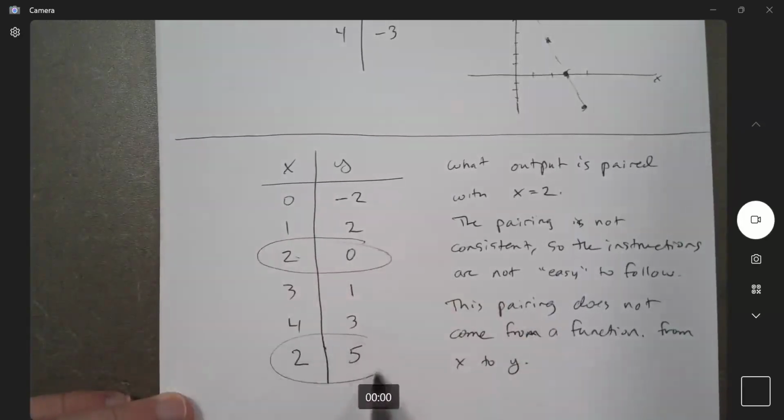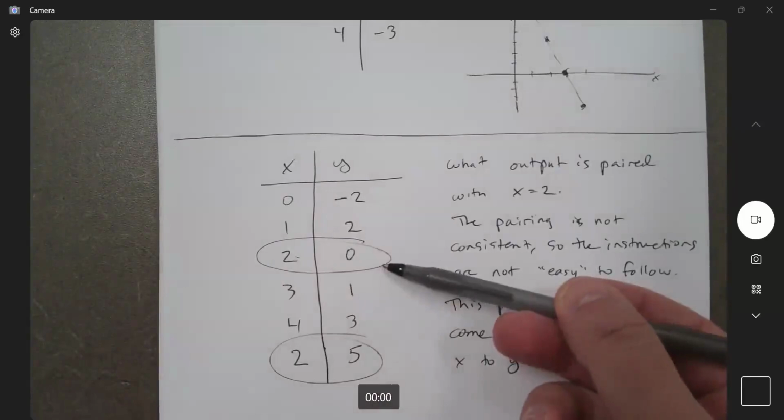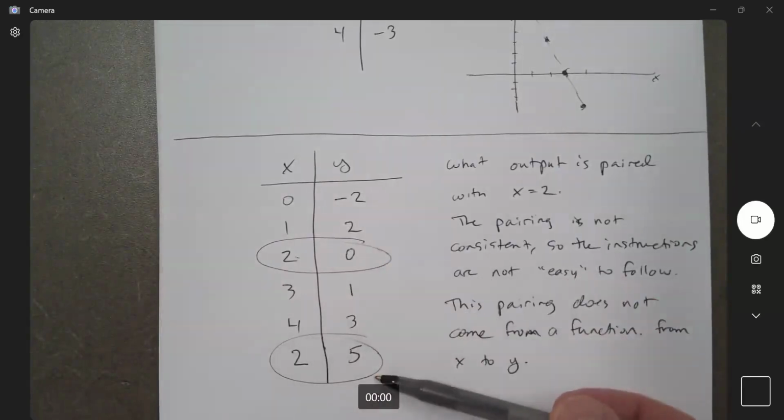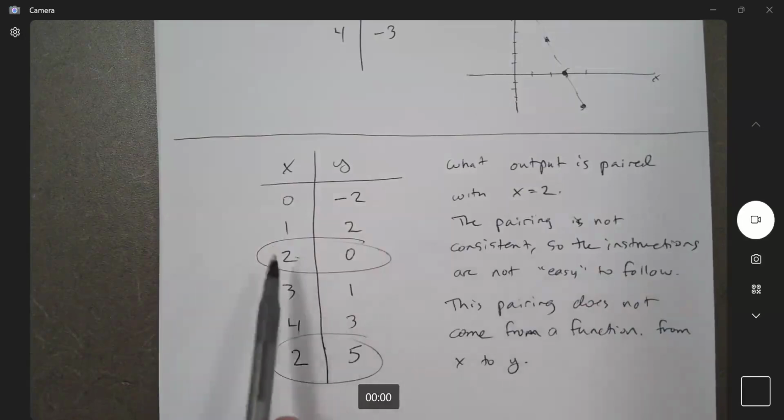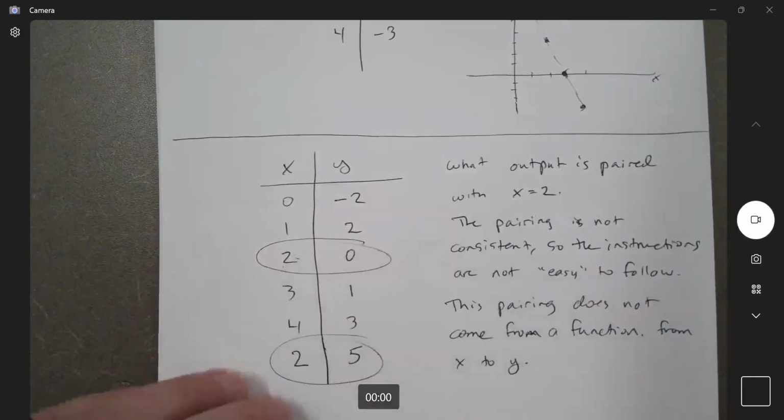Circle the issue. Sometimes 2 gets paired with 0, sometimes 2 gets paired with 5. So we don't have clear and consistent instructions on what to pair with the number 2.